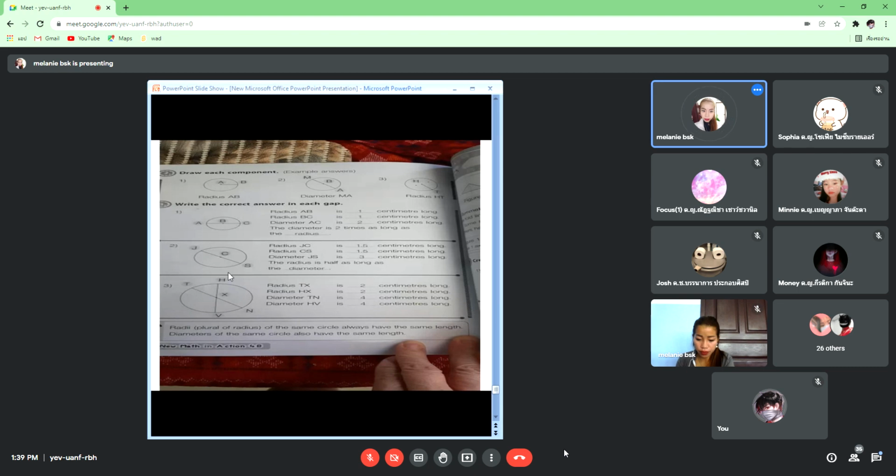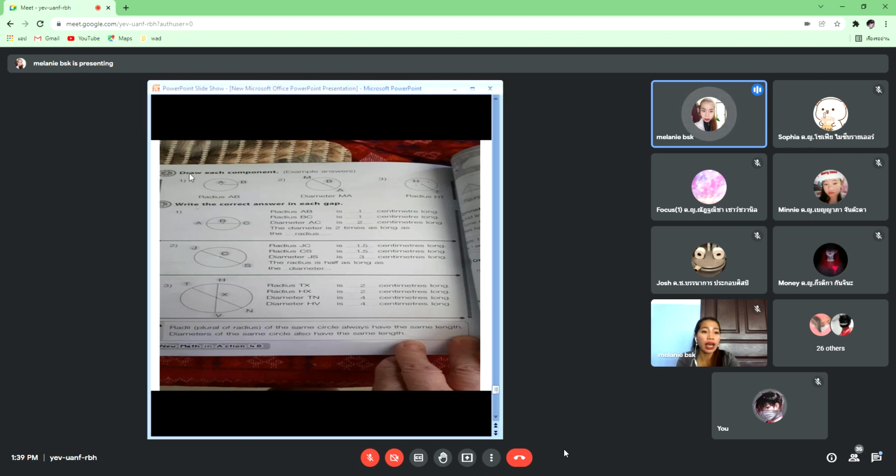There you go. For number one, for activity number three, we have radius AB is 1 centimeter long. Can you see it on your screen, children?